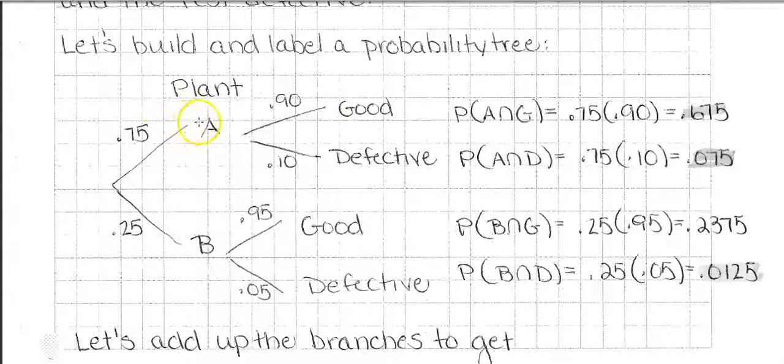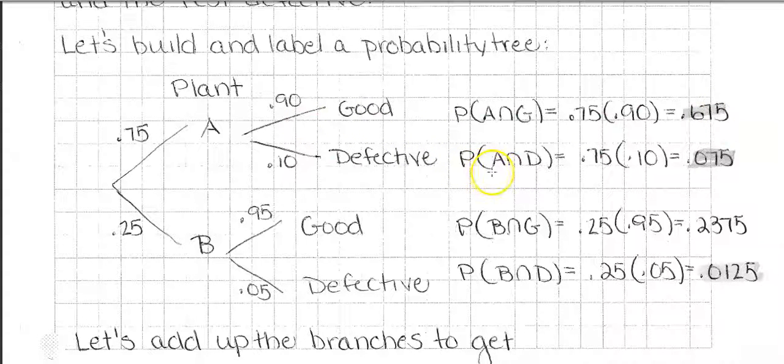Again, 3/4 of the transistors are produced in plant A, and the remaining quarter are produced in plant B. Here are the conditional probabilities for good and defective. If a transistor is produced in plant A, there's a 90% chance it's good. If it's produced in plant A, there's a 10% chance it's defective. So if we're looking at a given transistor in a quality control sample, the probability that it's from A and good is the product of the branch probabilities that get you to A and good. So 90% times 75%, or 0.675.